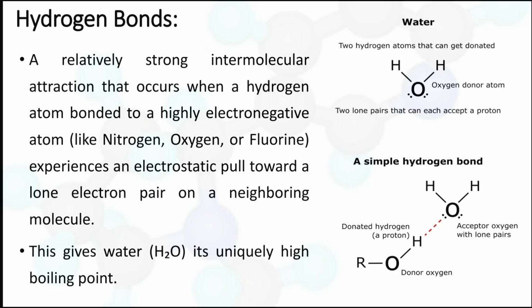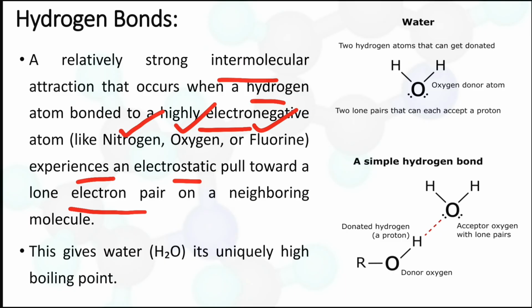Now we will discuss the weak chemical bonds like hydrogen bond and van der Waals interaction. At first, hydrogen bonds: relatively strong intermolecular attractions that occur when a hydrogen atom bonded to highly electronegative atoms like nitrogen, oxygen or fluorine experiences electrostatic pull towards a lone electron pair on a neighboring molecule. Okay, so this is called hydrogen bond.